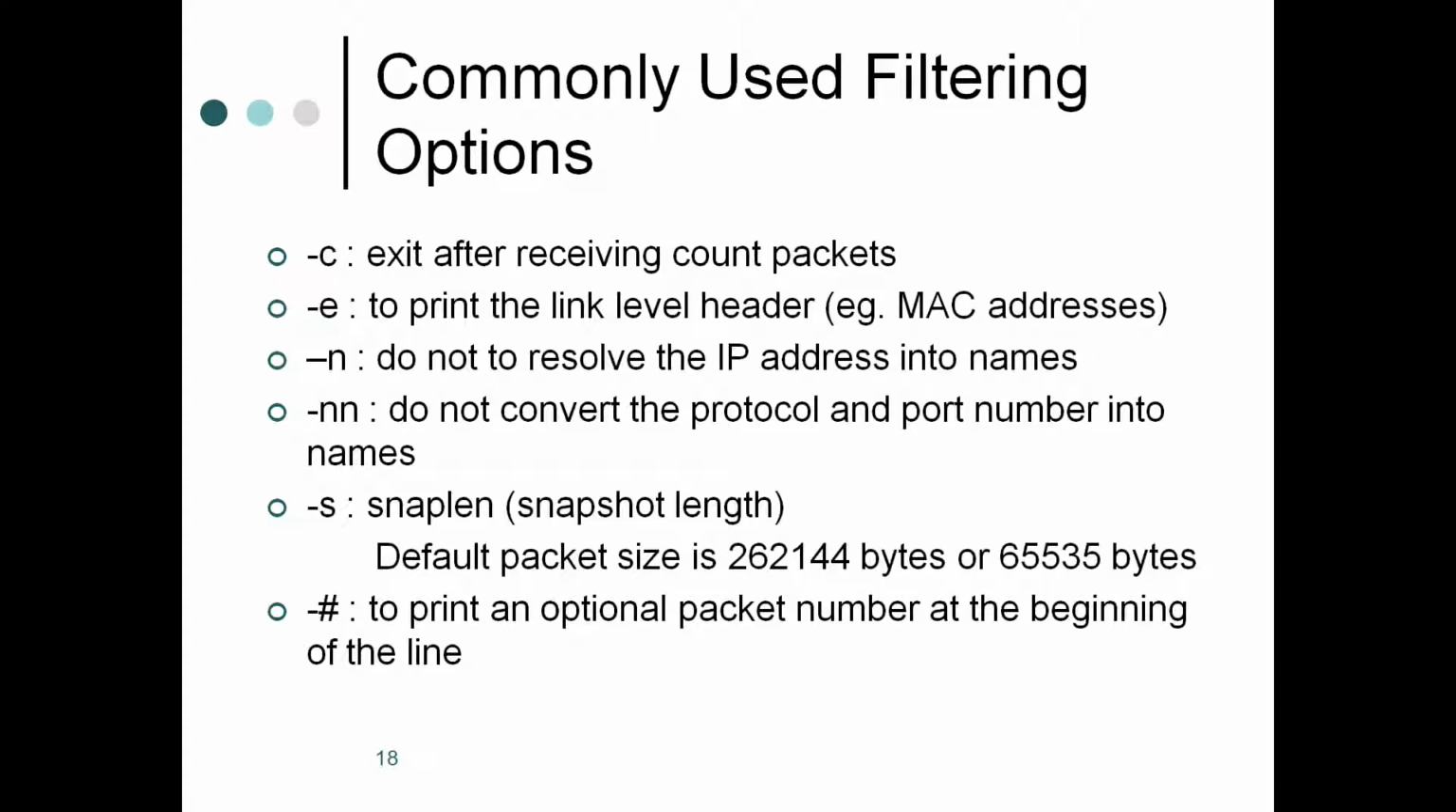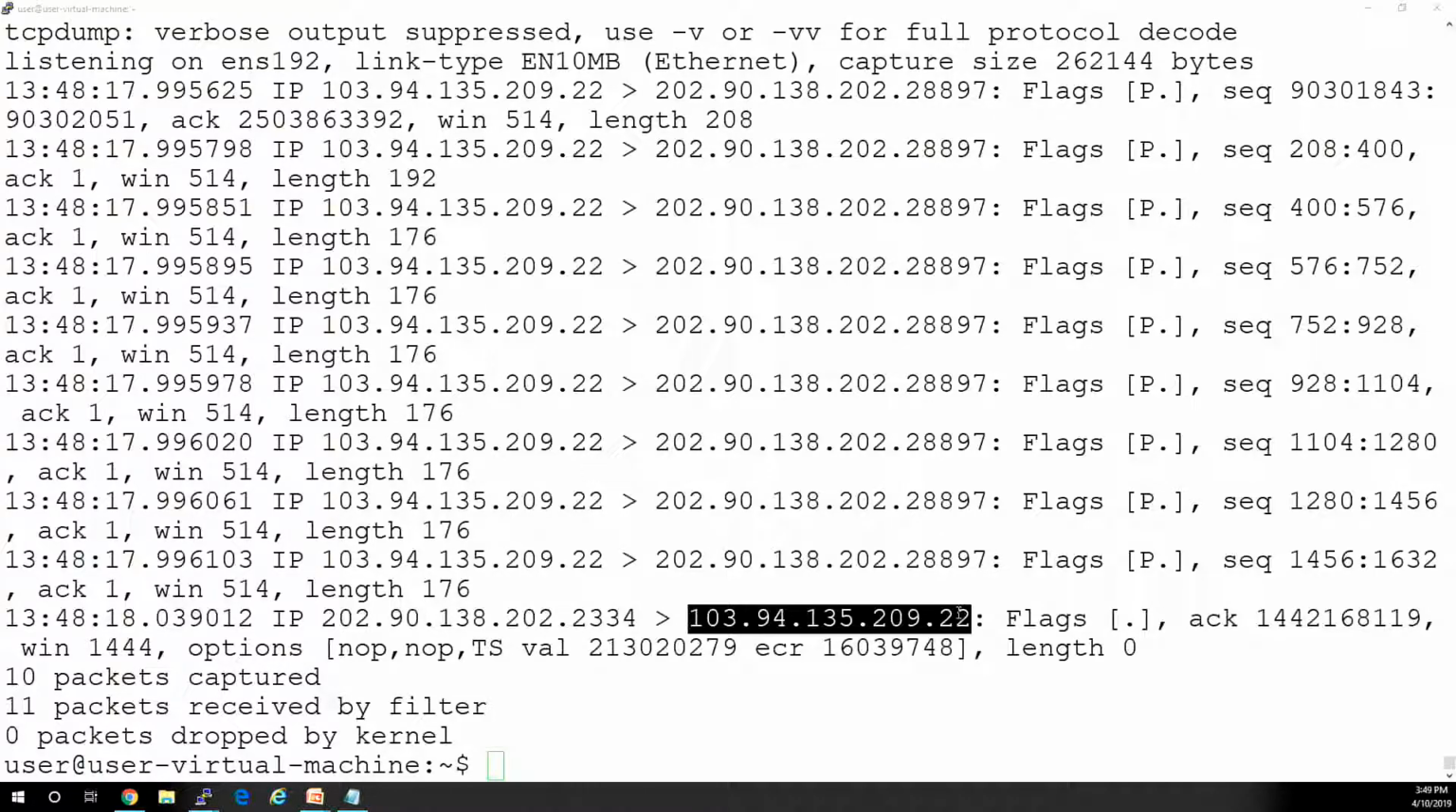We can also use snap length. In this case, we can define the length of our snapshot. The default size is 262,144 bytes, but we can define a different length if you want. The last one is very useful, -#. This is used to print an optional packet number at the beginning of the line. So if you want to see how many packets have actually been captured, we can do that.